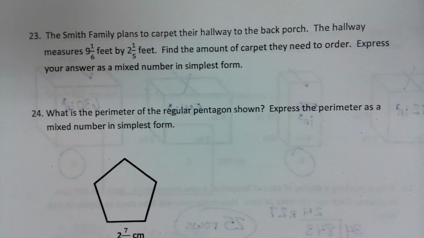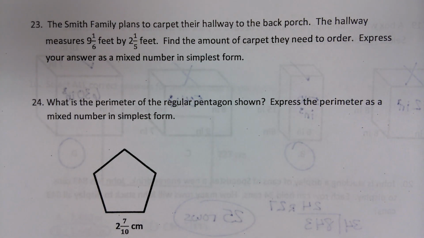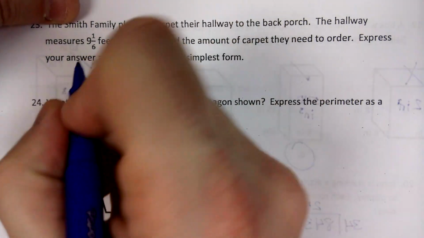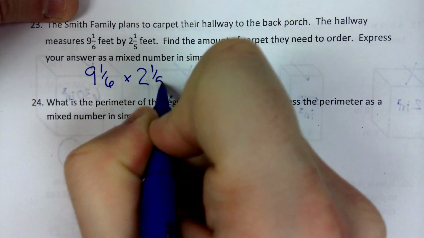As we flip over to number 23, it says, the Smith family plans to carpet their hallway to the back porch. The hallway measures 9 1/6 feet by 2 1/5 feet. Find the amount of carpet they need to order. Express your answer as a mixed number in simplest form. Well, if we're just trying to find the area here to cover a hallway, we've got to multiply these. So 9 1/6 times 2 1/5.